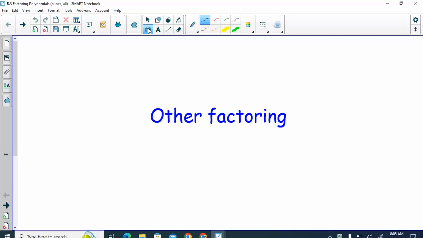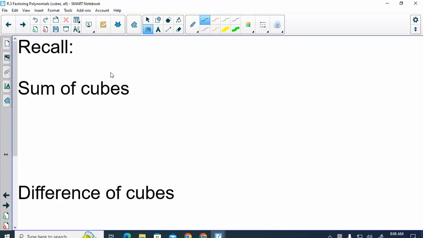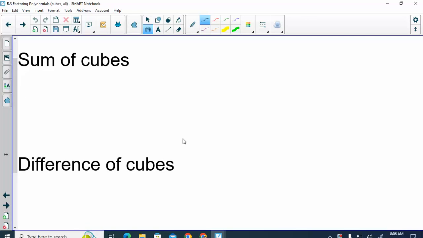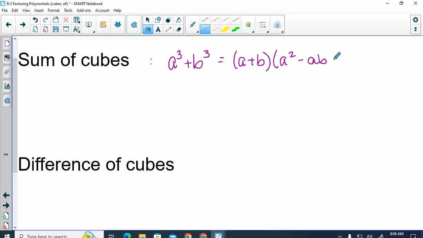We have talked about difference of squares, but we haven't reviewed cubes. So there is a sum and difference of cubes. So the cubes formula, if you have a cubed plus b cubed, so two perfect cubes added together, that will factor into a plus b, a squared, minus ab, plus b squared.